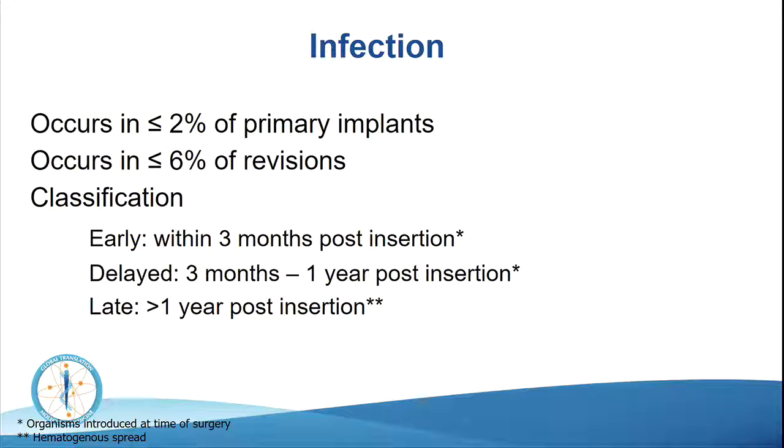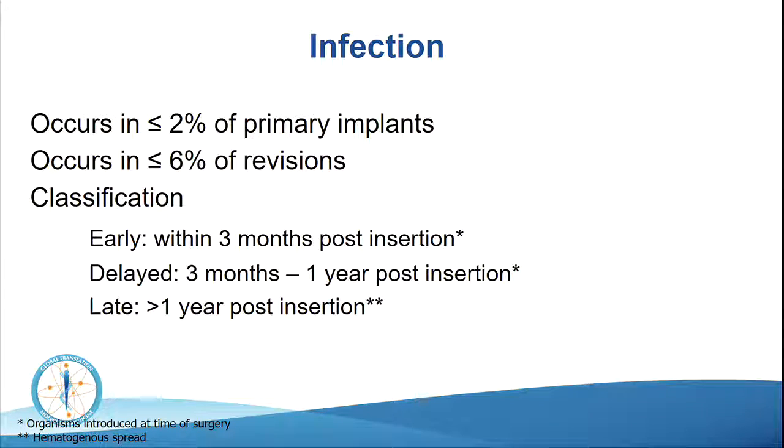As I said a couple of moments ago, infection is a relatively uncommon complication of joint replacement surgery, less than 2% of primary and 6% or less of revision arthroplasties. These infections typically are classified as early, those that occur within about 3 months after insertion of the device, delayed, 3 months to 1 year, in some cases 2 years post-insertion, and finally late, those that occur more than 1 year post-insertion.